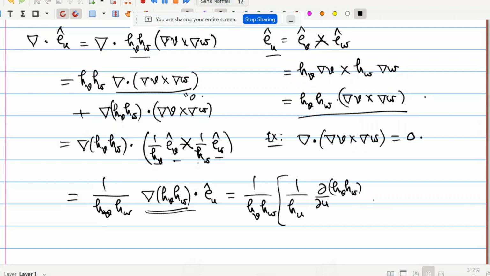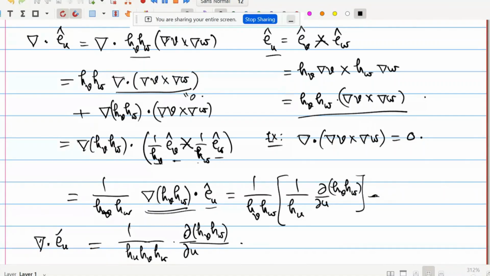Dot product only, that is EU with EV and EU with EW, those terms will be 0. So this is the only term that will be there, and the remaining things will be 0. So this is equal to 1 by HU, HV, HW, dou U of HU, HV, HW. That is the divergence of this unit vector, EU cap.